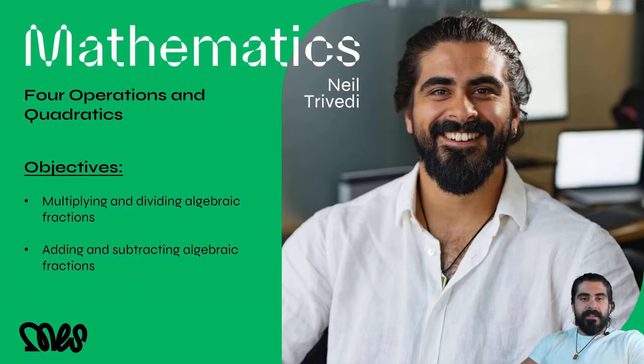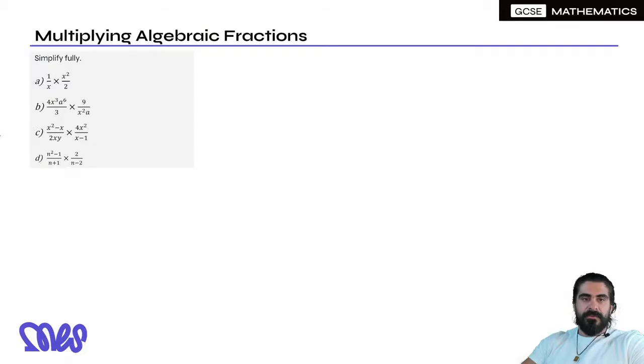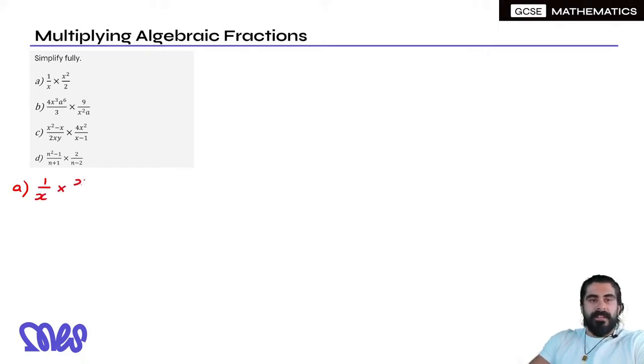Looking at the basics of multiplying algebraic fractions. So, first one, simplify fully 1 over x times x squared over 2. Now what I'm going to do is show you the long way of what's going on, and then we're going to do the short way. So it's important that we see where things are coming from. So we have 1 over x times x squared over 2.